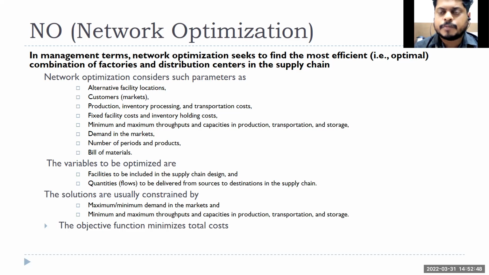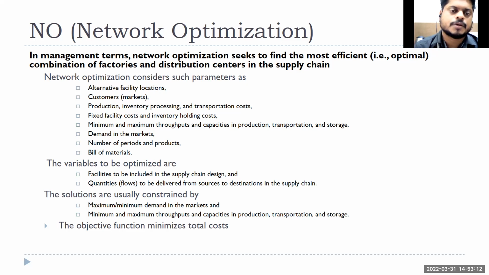What we are trying to optimize is the facilities to be included in the supply chain design. So where my facilities should be, whether I should have two factories or one factory. If I have to have one factory, where should that factory be, right? All those combinations have to be considered. Quantities to be delivered from sources to destinations in the supply chain, that anyhow needs to be optimized, because that will reduce your cost, right?